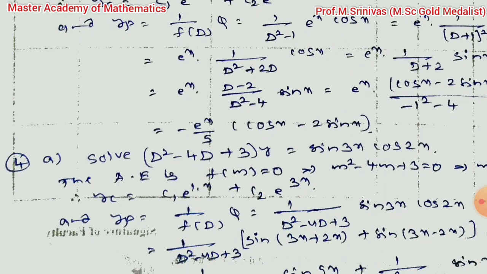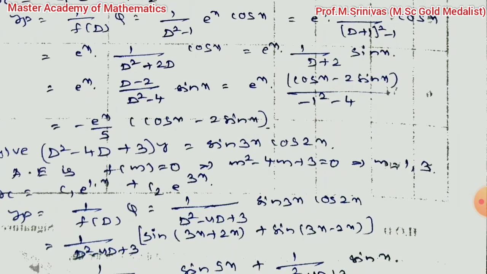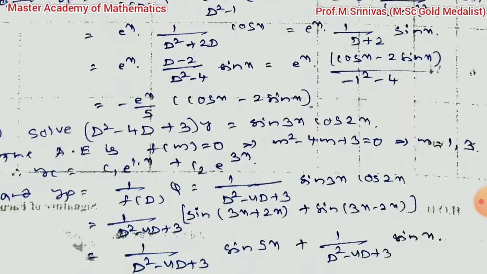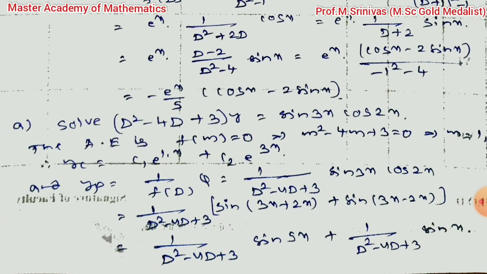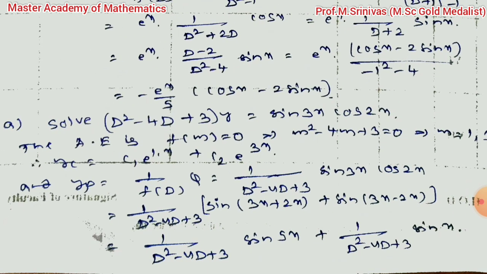Similarly, fourth a bit. Solve (D square minus 4D plus 3) y equal to sin 3x into cos 2x. On getting the auxiliary equation, the roots are 1 and 3. Roots are real and distinct. So you are getting yc, and yp can be calculated directly. You are substituting that value.